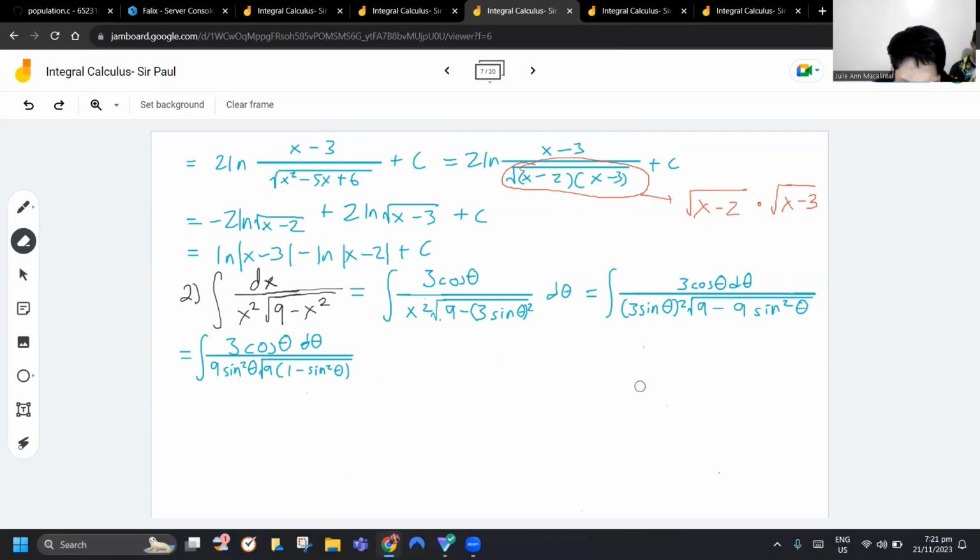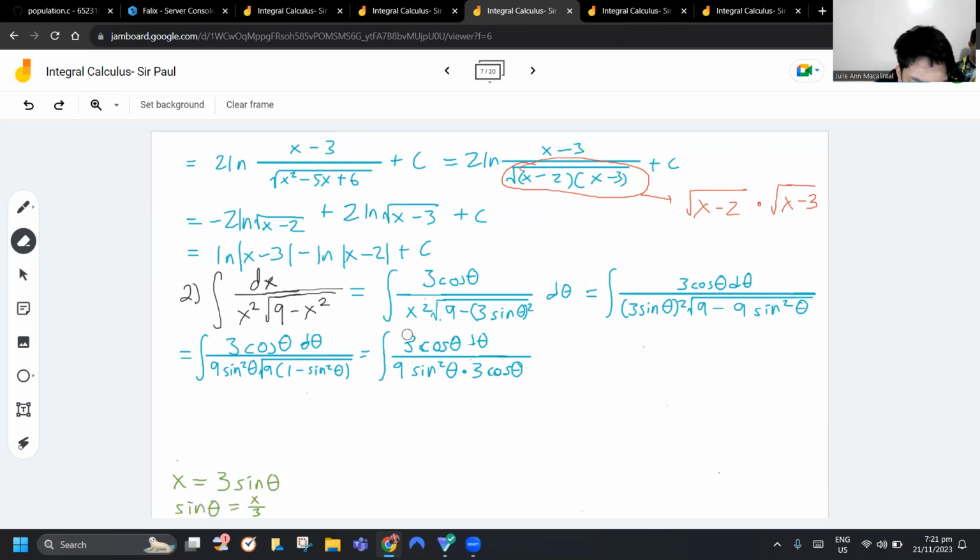Okay, so now the 9 has been pushed out. And 1 minus sine theta, sine squared theta, has been already simplified. And we have square rooted the cosine squared theta that comes out of it. And then now we can cancel the 3 cosine theta on both numerator and denominator. But first, we need to know what sine squared theta will be and all of the other trigonometric functions.